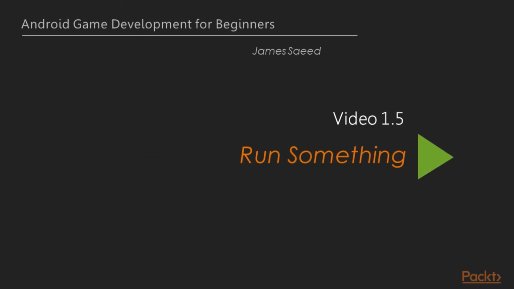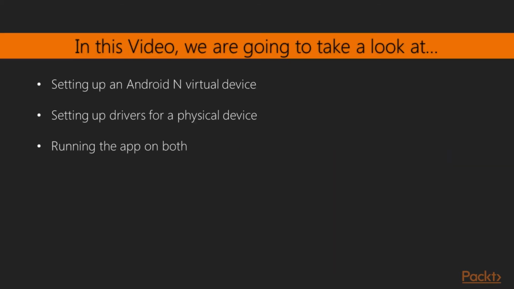In the previous video, we set up a project and we went through the basic file structure of an Android project and what each file does. In this video, we're actually going to run our Android application. So how we're going to go about this is we're going to set up an Android N virtual device through the AVD manager in Android Studio, then set up the drivers for a physical Android device, and how we would go about running the app on both of these separate devices.